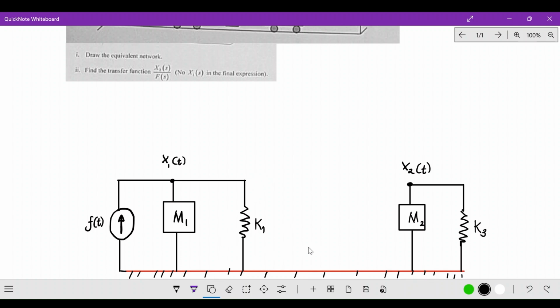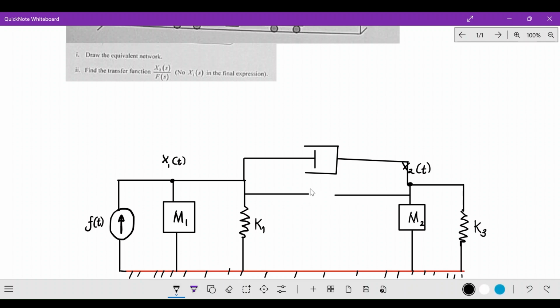Okay, so I'm going to draw a line. It's the same thing. So this is a damper. I'm going to start with a damper. And then next I can put a spring here, isn't it? So this damper has a viscous friction of B, and the spring has a spring constant of K2.